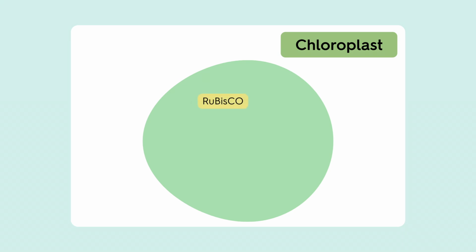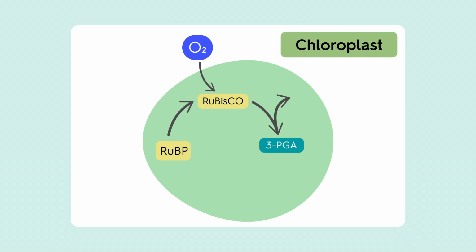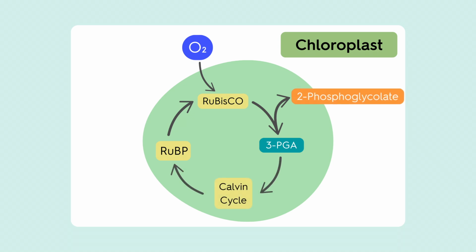RuBisCO acts on ribulose bisphosphate, or RuBP, a 5-carbon molecule. When oxygen is used, the reaction produces one useful 3-carbon molecule and one troublesome 2-carbon molecule. That 2-carbon product is the material the plant now has to recover.